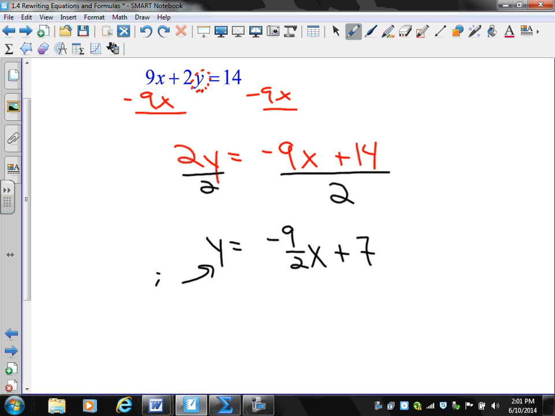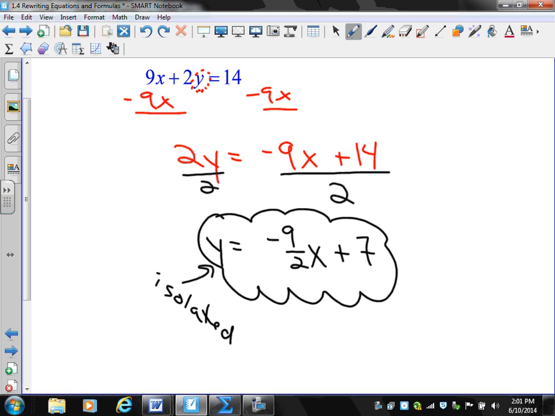This is isolated, right? That's by itself. So that's where I want it. I'm done. I really just unwrapped. You've done this numerous times when you've solved an equation. We just have a variable in there as well, and we have a variable in the answer.